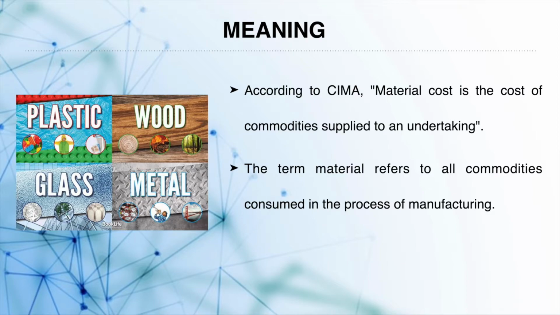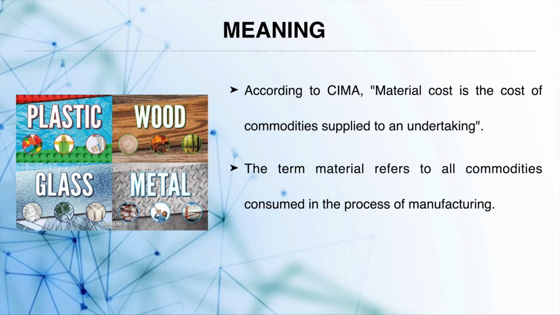So let's understand the meaning of materials. According to CIMA, material cost is the cost of commodities supplied to the undertaking. So simply, whatever materials you procure or purchase from the suppliers are called what? Material cost. So the cost at which you are purchasing those materials is considered material cost. The term materials refers to all commodities consumed in the process of manufacturing.